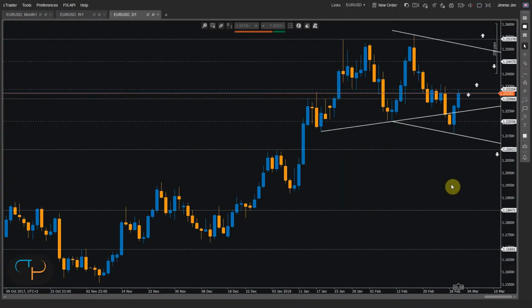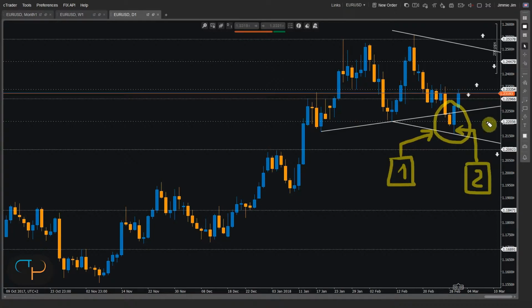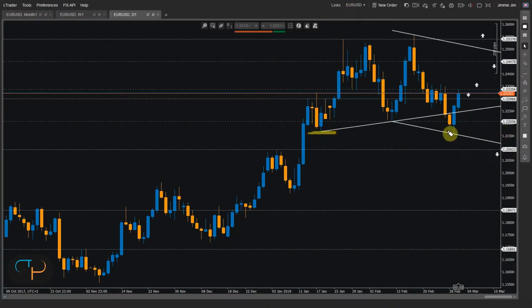On the daily chart, the bias is also bullish, and that's because, first of all, of this bullish engulfing pattern, and secondly, because price falsely broke this 1.2205, which is actually the psychological level 1.22. But here's the thing.